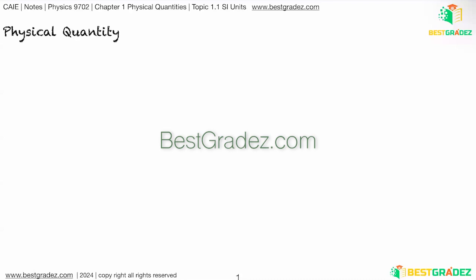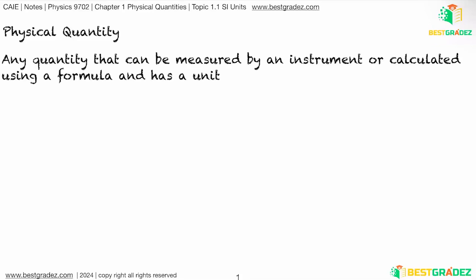First chapter is physical quantities, and we'll start with units. Okay, 1.1 is the SI units. We'll start off with physical quantity first. Okay, what is the basic description of physical quantity?